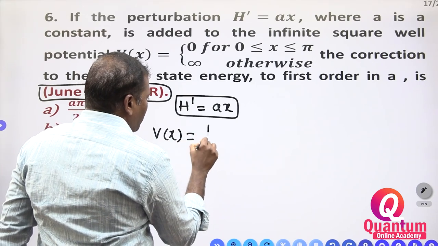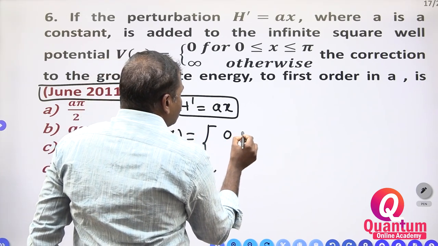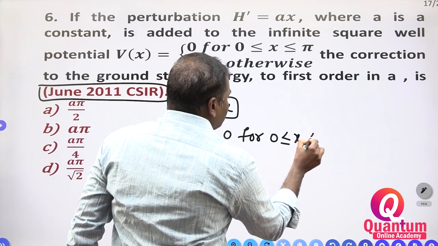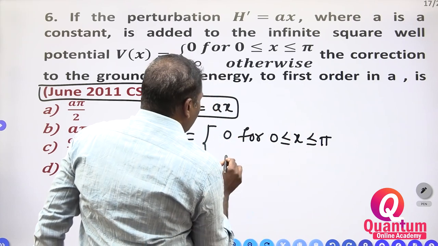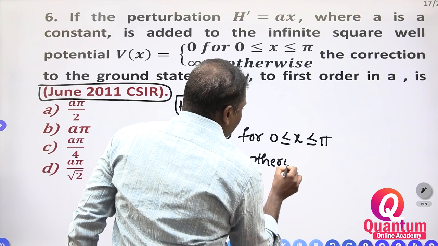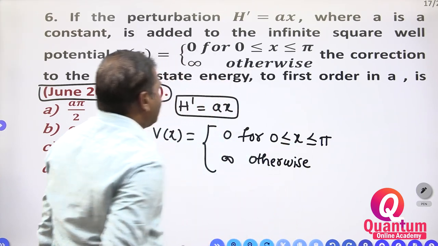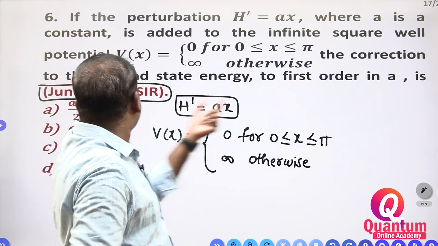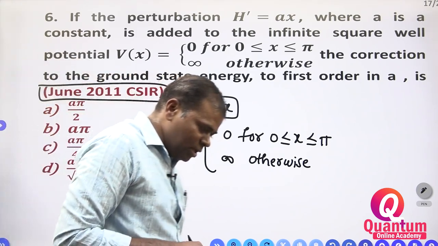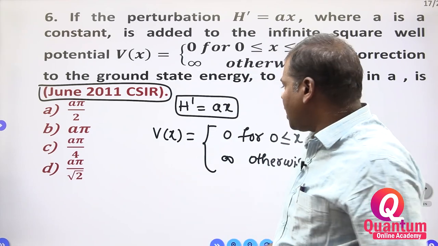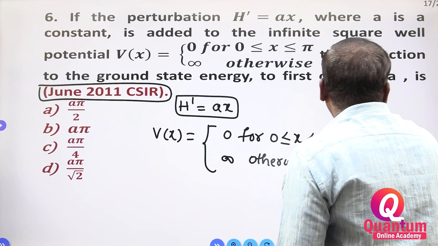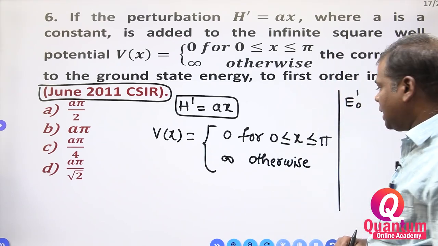V of x is equal to 0 for 0 less than or equal to x less than or equal to 5, and otherwise you have to take it as infinite. The question asks for the correction of the ground state energy to first order. Ground state energy means that is E0, and for first order you have to take the first order correction.